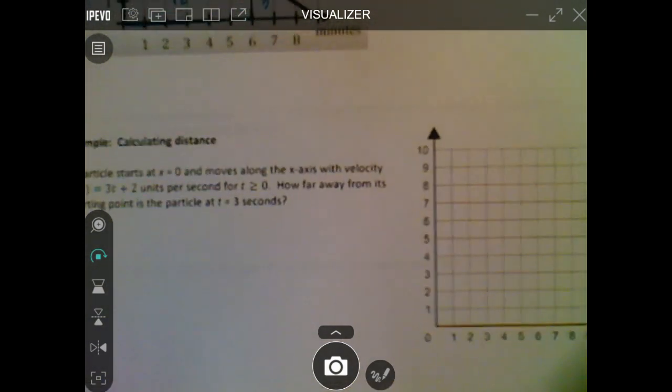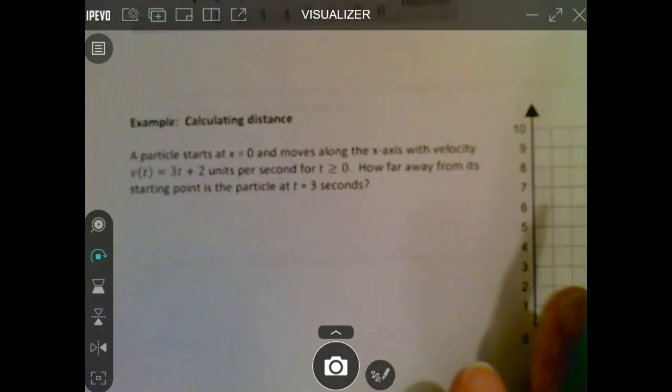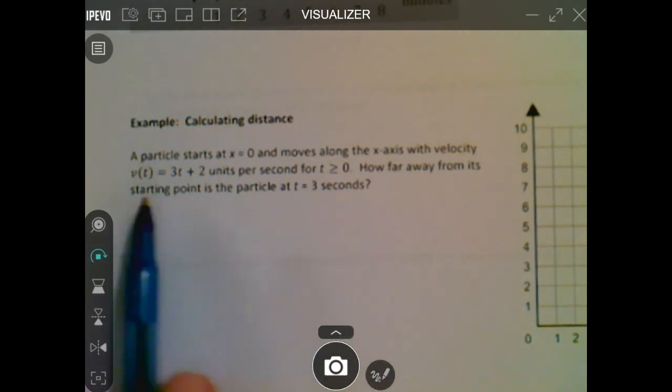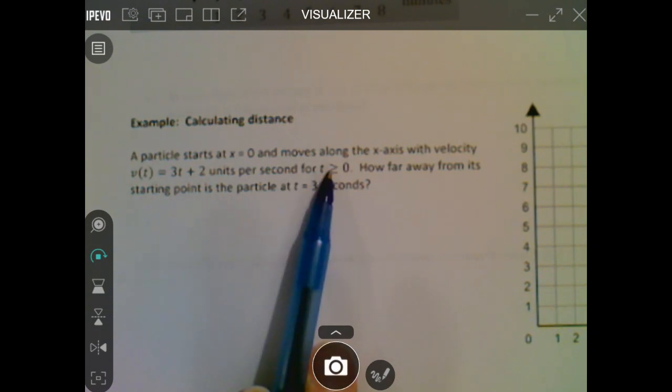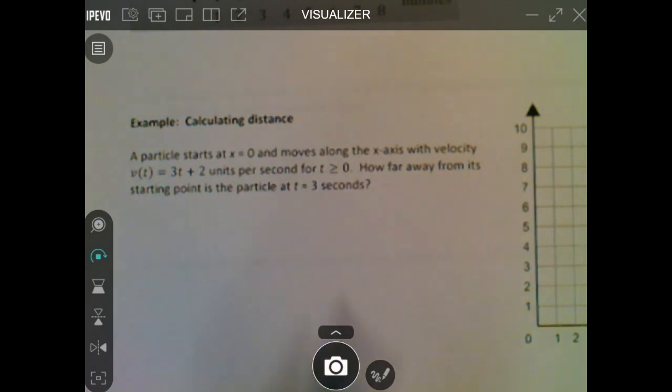So for the next one, we're actually going to have to draw this graph, it looks like. We've got ourselves some axes, but we don't have a graph. So a particle is starting at x equals 0 and moving along the x-axis with a velocity of 3t plus 2 units per second for any time that's greater than or equal to 0. We want to know how far away from its starting point the particle is at t equals 3 seconds.